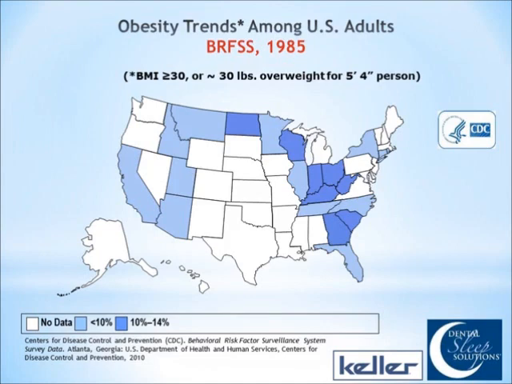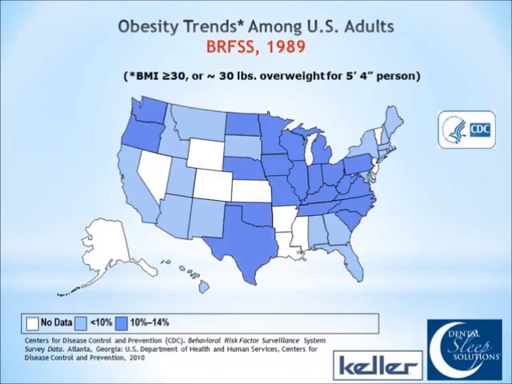So the white here is no data. The light blue is less than 10%, and the dark blue would be 10 to 14% of the U.S. adult population. So now we're at 1986. So we're going to walk through these. If we do it a little bit faster, you can actually see the progression. We're getting more and more data. We're seeing fewer white spaces because we have some data in those states now. We're certainly seeing more darker blue than light blue.